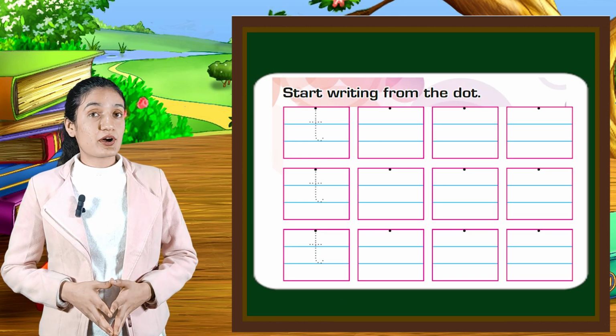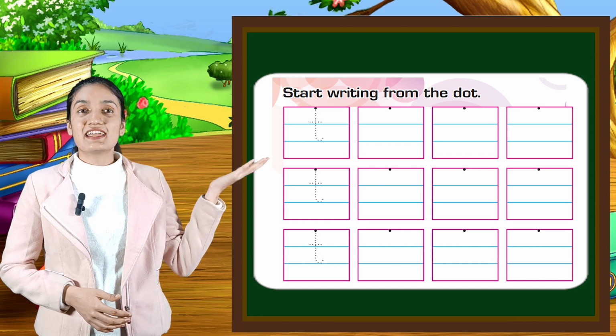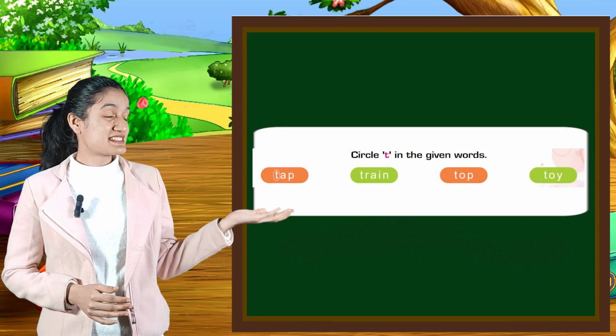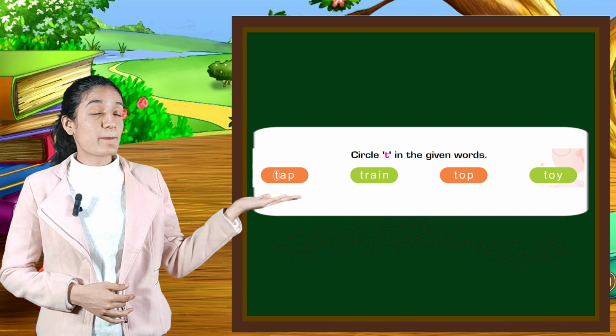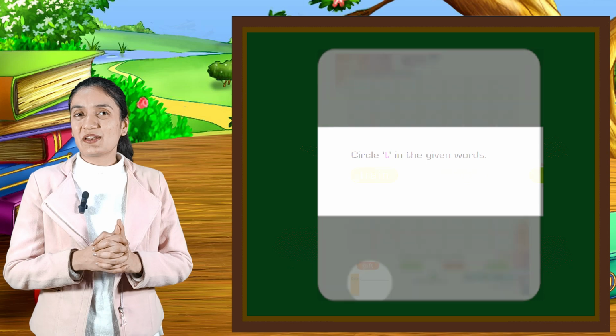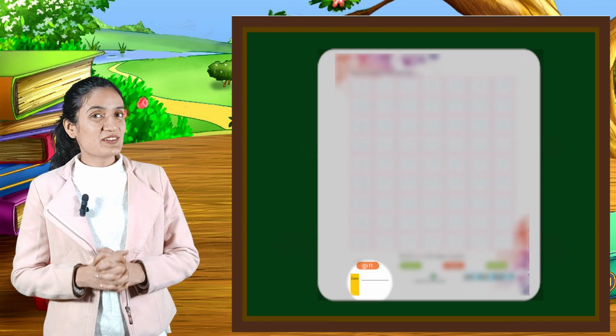Start writing from the dot. You can see the dot and start writing T. Circle T in the given words. Tap, train, top, toy. Find T and circle them. And also mention the date in your notebook.